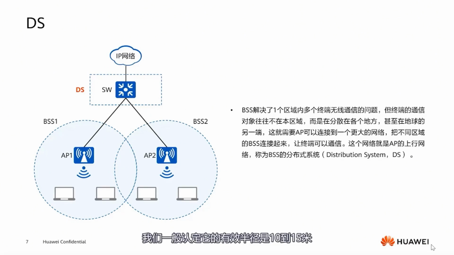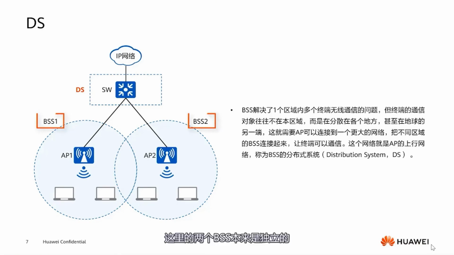We generally assume its effective radius is between 10 to 15 meters, but we've noticed in our work that our movement often greatly exceeds this distance, yet our network connection remains uninterrupted. For instance, sometimes when we're in a mall, watching videos on our phones, we continue watching as we walk, and notice that the video plays seamlessly. Why is that? It's actually because different BSSs are connected.